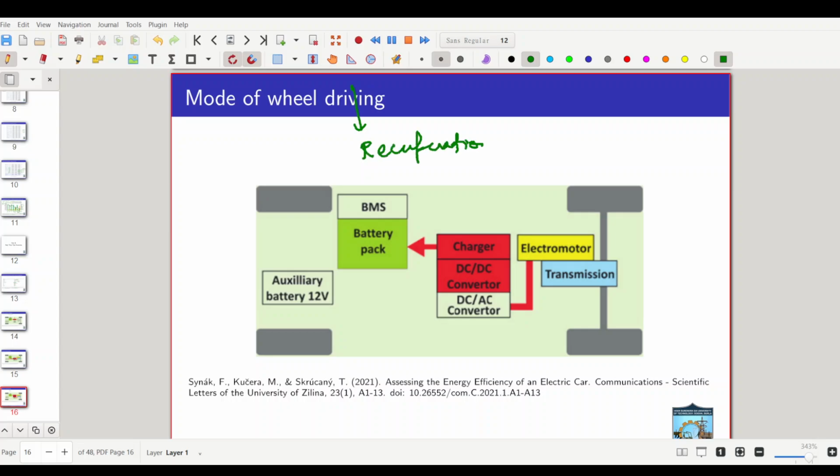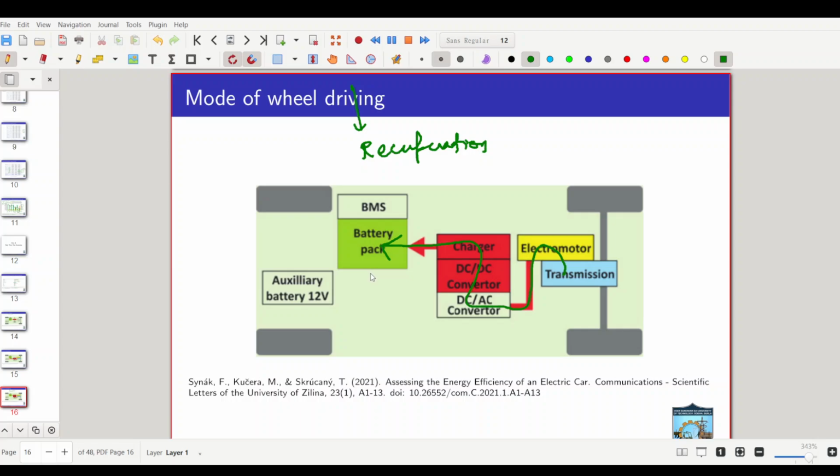So in this case, as you see, the mechanical energy from the wheel is converted back and charges the battery. Now this is provided in all the electric vehicles, and in fact practically this regenerative braking method helps in improving the range of the vehicle.